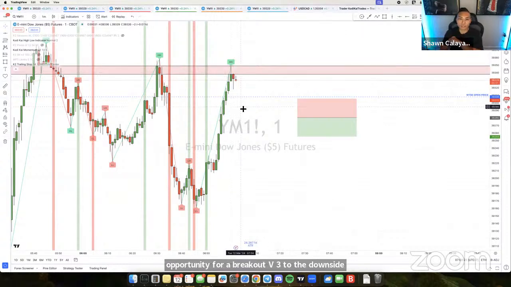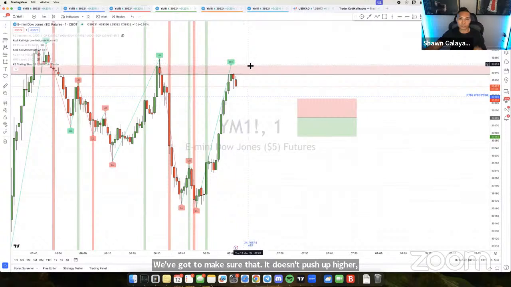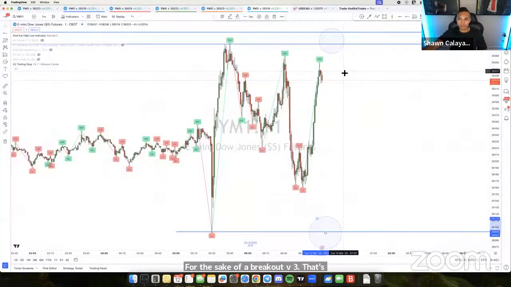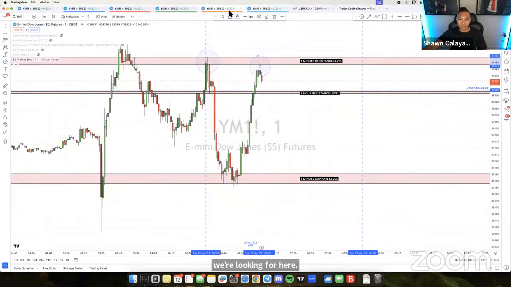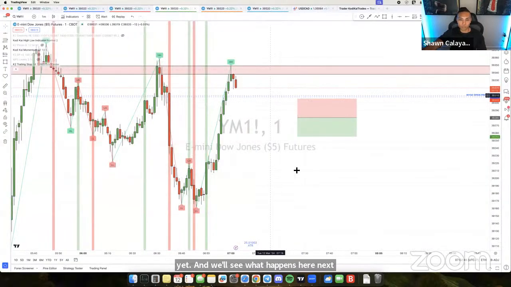We just have to make sure that it doesn't push up higher, because if it pushes up higher, it's going to invalidate this high, which is fine too, but for the sake of breakout V3, that's kind of what we're looking for here. Price again got close to liquidity. It hasn't touched it yet, and we'll see what happens next. So we're looking for that sell signal.